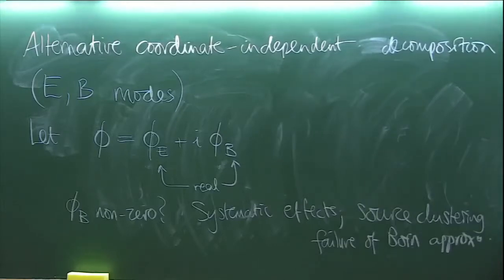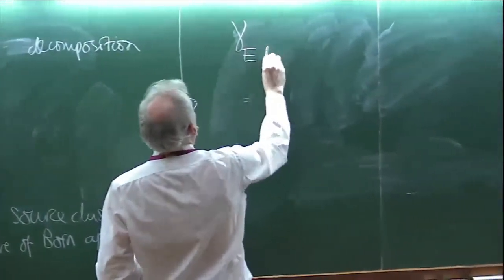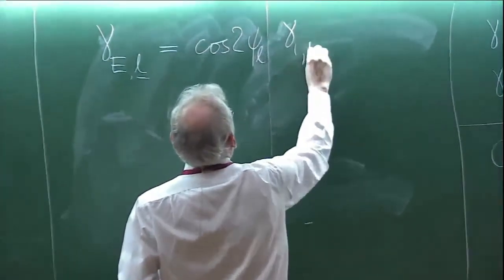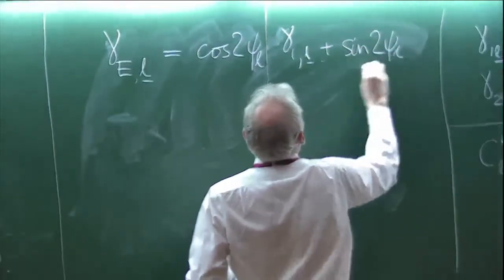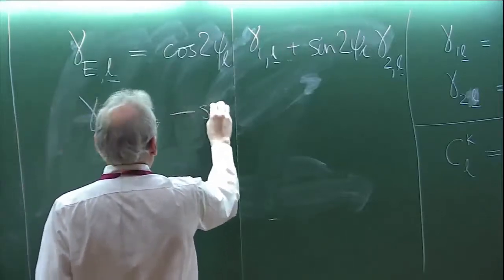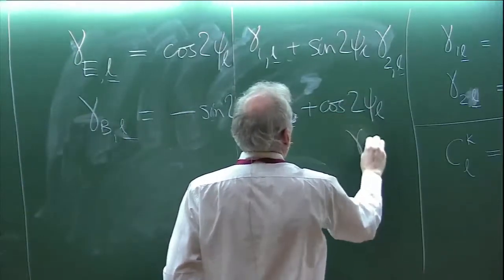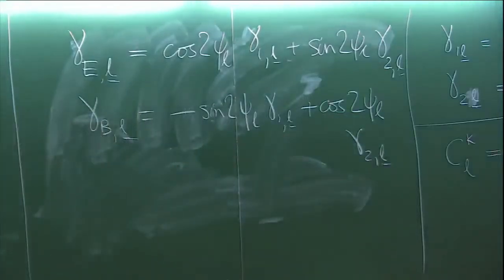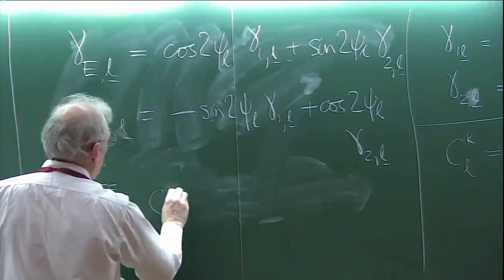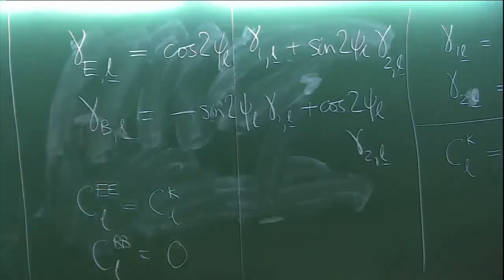You can show with the calculation, which I won't do, that you can work out the E-mode decomposition by just taking cos of 2 psi L times gamma 1 L plus sine 2 psi L times gamma 2 L, and a similar expression for the B-mode field, minus sine 2 psi L times gamma 1 L plus cos 2 psi L times gamma 2 L. If you form these combinations, then you find that the power spectrum of the EE part of this should be the convergence power spectrum, and this field should have a power spectrum which is 0.